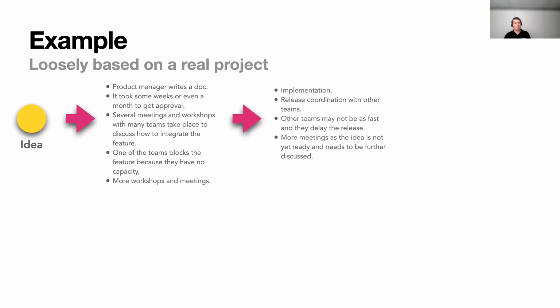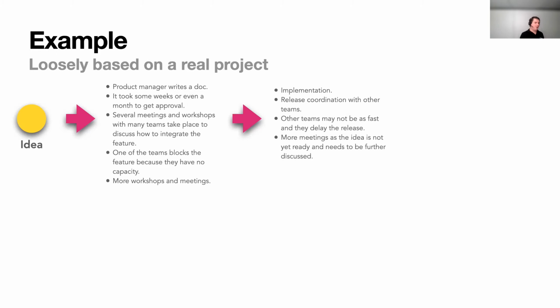We implement the idea. We have to do release coordination with teams. Perhaps other teams are not as fast as you, and then you have to delay your release. So you have a very strong coupling to other teams. Your architecture is also very coupled to the other teams' release cycle. You have more meetings because the idea perhaps is not yet ready. So you start seeing a pattern here: a lot of steps, a lot of coordination and a lot of process just to test an idea.